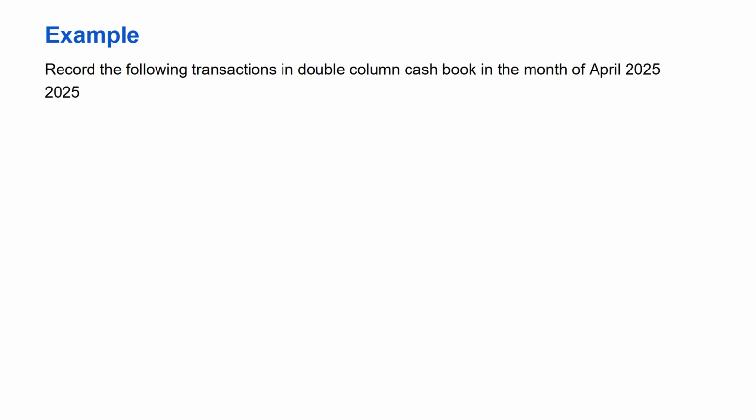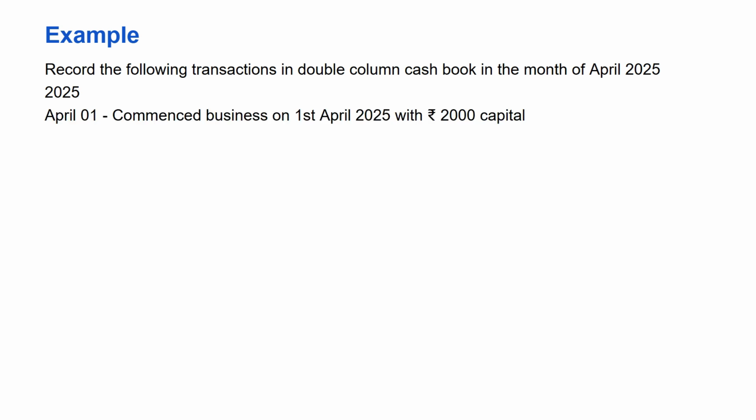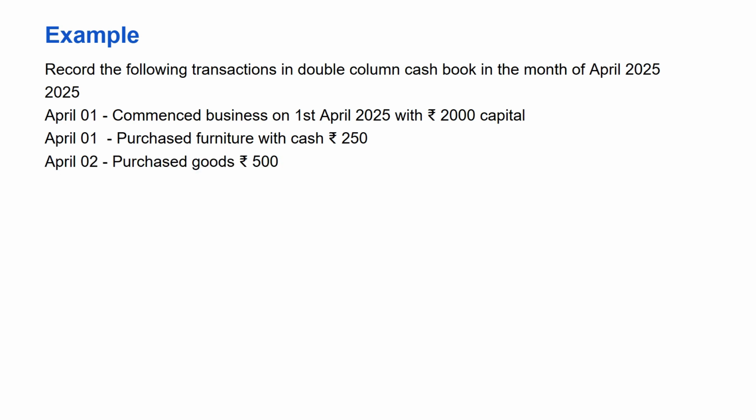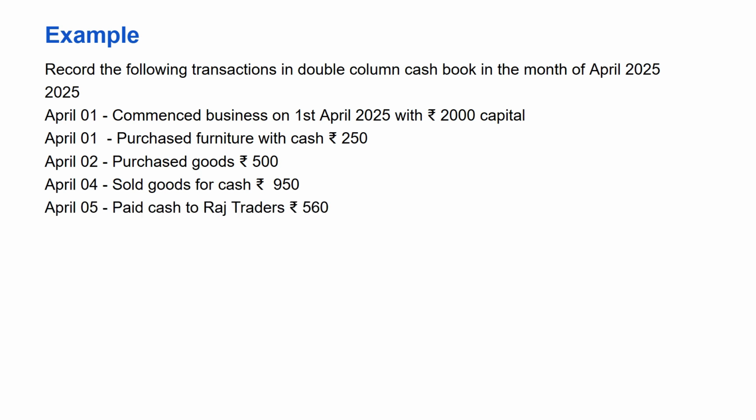Record the following transactions in double column cash book in the month of April 2025. 2025, April 1st, commenced business on 1st April with 2000 rupees capital. April 1st, purchased furniture with cash rupees 250. April 2nd, purchased goods rupees 500. April 4, sold goods for cash 950. April 5, paid cash to Raj Traders rupees 560. April 5, Raj Traders allowed discount rupees 10. On 5th April, we paid to Raj Traders and Raj Traders allowed us discount, meaning we have received the discount.